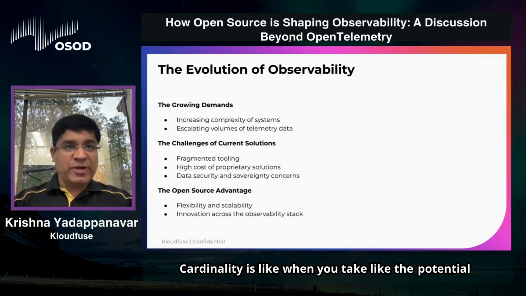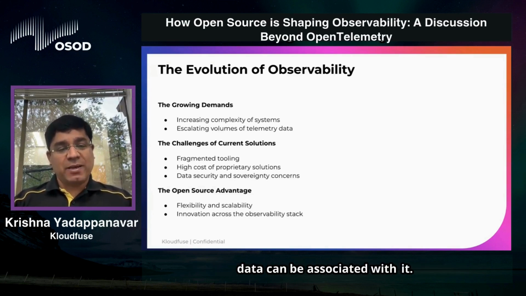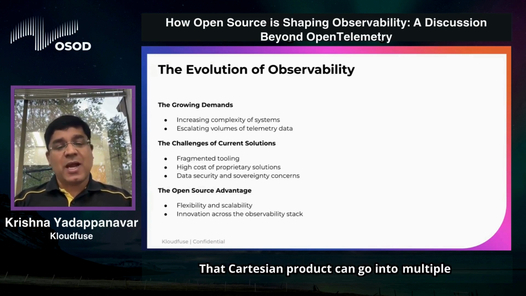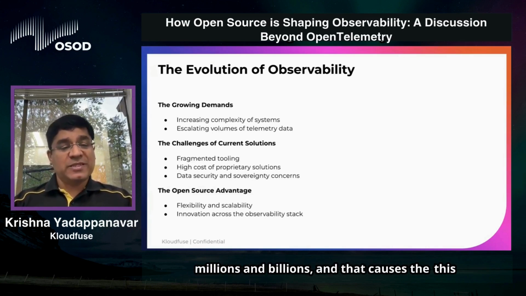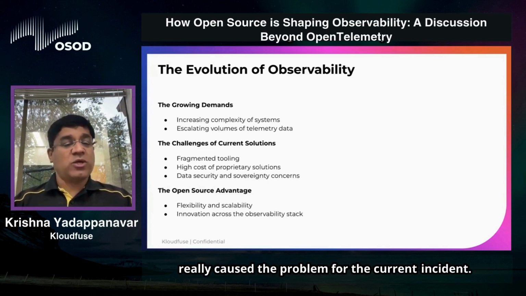Cardinality is when you take the potential Cartesian product of the various values Observability data can be associated with. That Cartesian product can go into multiple millions and billions, and that causes this weird problem of how to find the attribute that really caused the problem for the current incident.